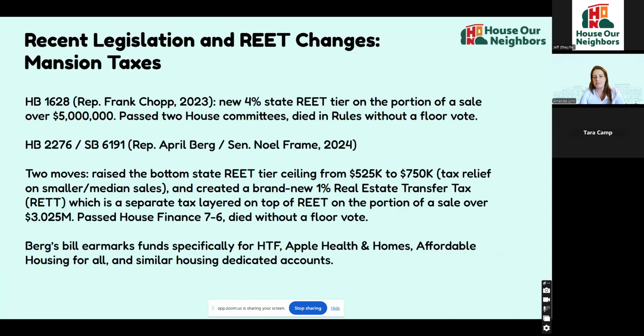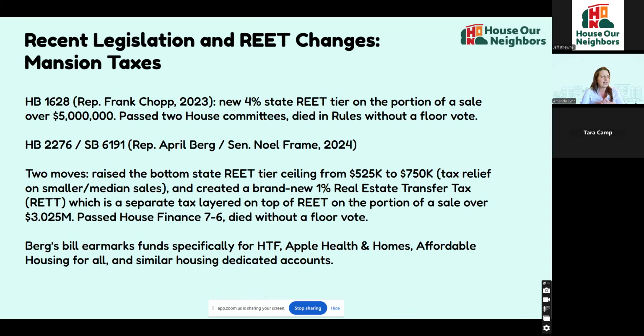There have been a couple of approaches to address the challenges that I mentioned. One is the one I call the Frank Chopp approach. Rep. Frank Chopp in 2023 tried to create what the nickname for it was a mansion tax. We showed that graduated REET earlier in the presentation, where the highest value on the transaction was being taxed at 3% rather than 1%. Frank Chopp's proposal was to create another tier at 4%. And it did get pretty far. It passed through committees and got into rules, but it never got a floor vote.